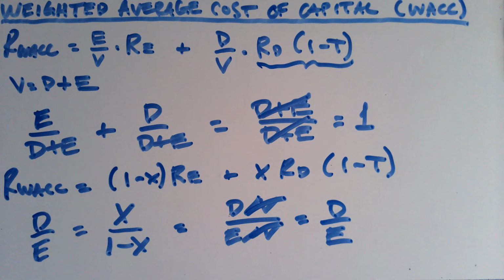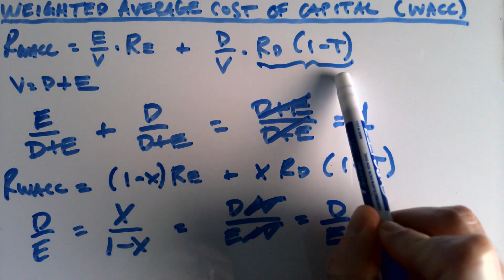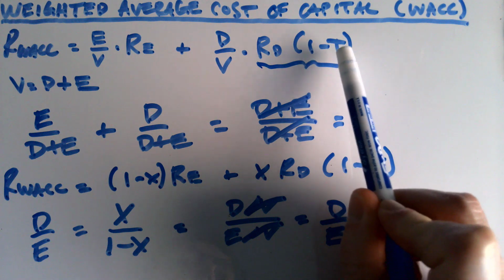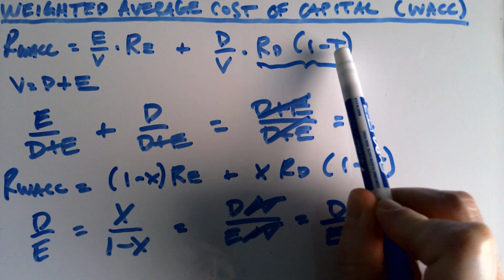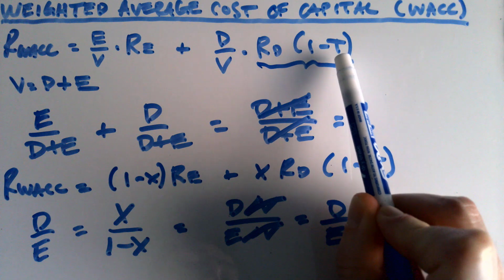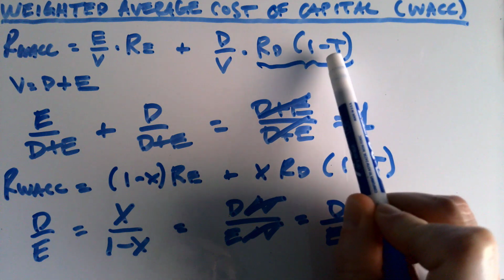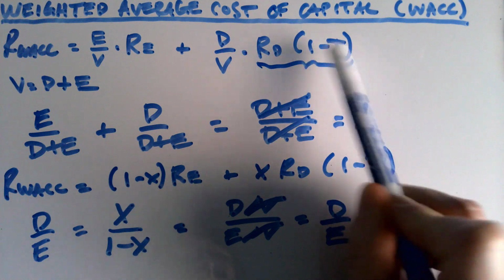One other thing to note here is that as T goes up, usually we think of taxes going up as a bad thing, but it actually reduces our weighted average cost of capital. Let's see why that is. 1 minus T, we're subtracting the T. And so as this T, which by the way we must use a decimal, not the percentage, let's say it's 1 minus 0.25 gives us 0.75.